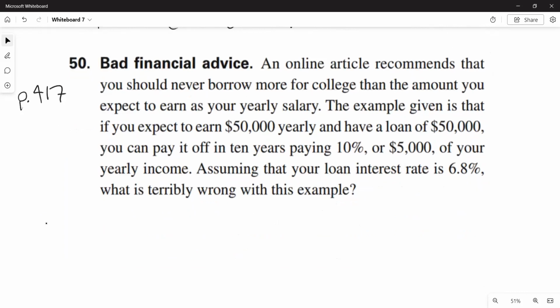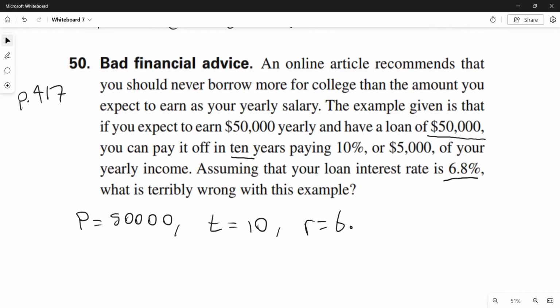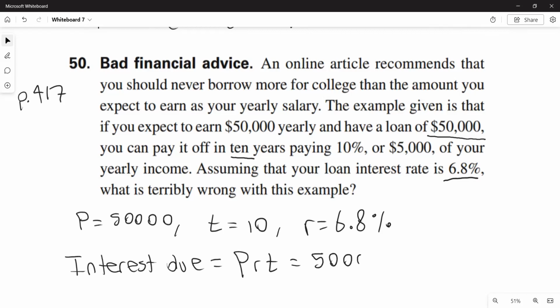Okay, so you have a loan of 50,000. Supposedly you can pay it off in 10 years, and it says paying 10% of your yearly income. But the loan interest rate is 6.8%. So the interest due is the $50,000 loan times 6.8% times 10 years. So 50,000 times 6.8% times 10 is $34,000.